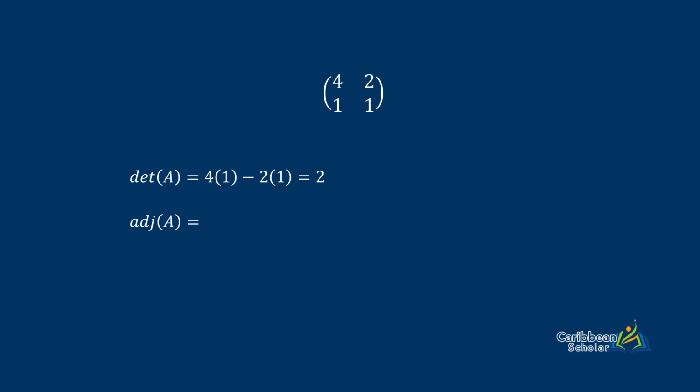Next, we do the adjoint. So we swap the diagonals 4 and 1, and then we switch the signs of 1 and 2. Now all we have to do is put them together. We get that the inverse is 1 over the determinant times the adjoint. So we have A inverse equals 1/2 of 1, minus 2, minus 1, and 4.